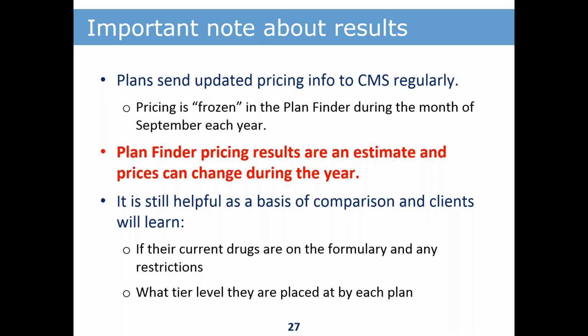So the pricing results are an estimate, and we just want everyone to know that prices can change during the year. It's the best tool we have. It's helpful as a basis of comparison, and clients can learn if their current drugs are on the formulary. That will stay the same with very few exceptions throughout the year. They also can learn if there are restrictions like quantity limits, et cetera, and what tier level they are placed at on each plan. I didn't talk about tier level, but that affects the cost sharing amount.